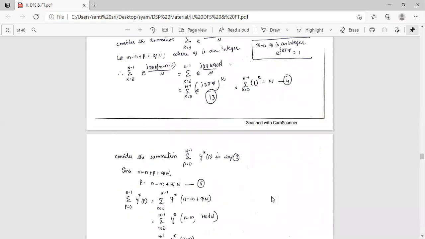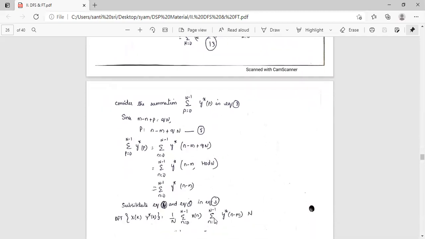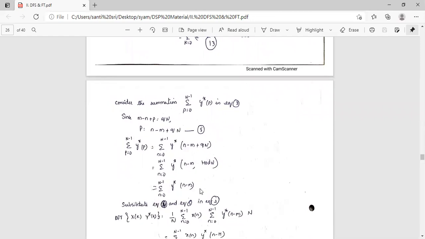Okay, so consider the summation sigma p equal to 0 to N minus 1 y star of p in equation number 3. So p equal to n minus m plus qN, so that it will become sigma p equal to 0 to N minus 1 y star of p is equal to sigma n equal to 0 to N minus 1 y star of n minus m plus qN, or it is equal to n minus m mod N. Okay, so it is y star of n minus m mod N.